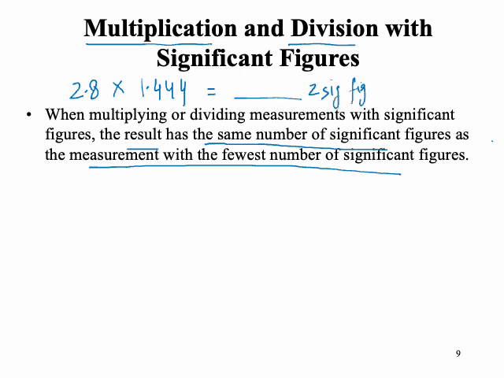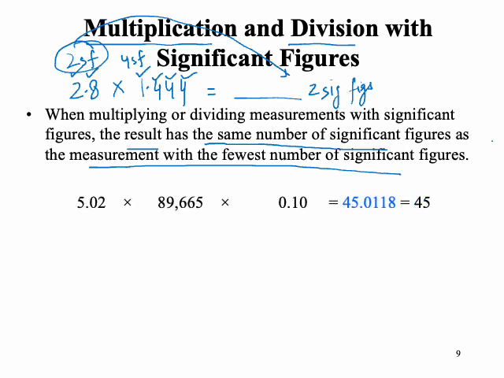How do I know this? I will look at the number of sig figs in each of these values. This is 1, 2. This is 1, 2, 3, 4. This is 2 sig figs. This is 4 sig figs. The least of the 2 is 2. So my final answer is going to have the same number of sig figs as my fewest number of sig figs in one of my measurements. And this rule applies for both multiplication and division.